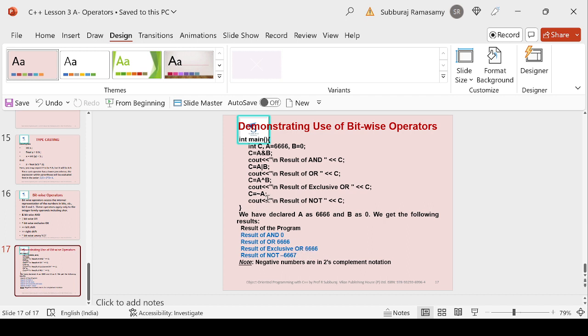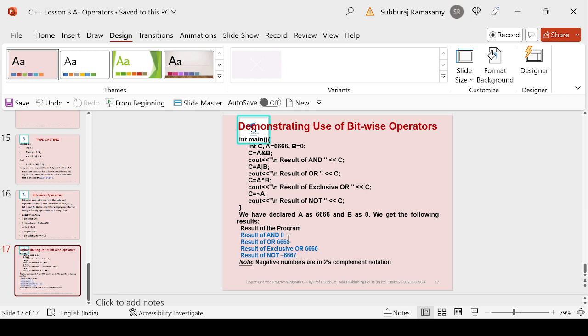Now, not A. When you say not A, you are going to have a negative number. So the result of not A will be a negative number, minus 6667. A negative number is in two's complement representation, so you can convert it into a normal number. So not A will give you two's complement minus 6667.